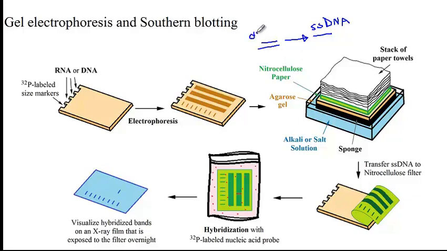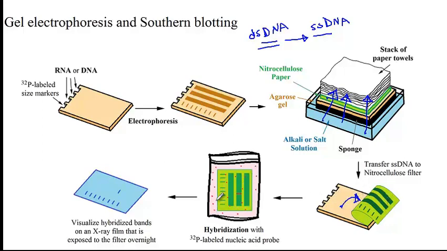So double-stranded DNA into single-stranded DNA. And we have a stack of paper towel on top and a nitrocellulose paper on top of the gel. So what happens now is that the solution will go through the gel, through the nitrocellulose paper, in order to get absorbed by the stack of paper towels. And so as it's going through, 2 things will happen. 1, double-stranded DNA will dissociate into single-stranded DNA, and second, all the DNA from the gel will be transferred to the nitrocellulose paper.